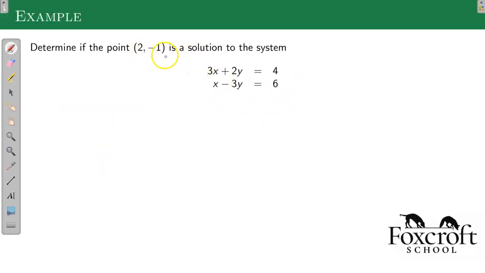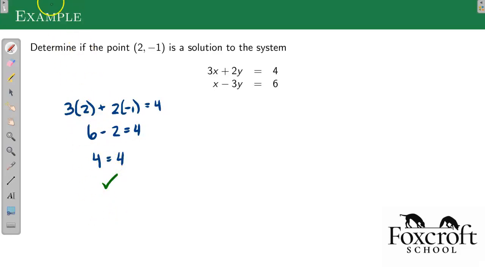All right, what about (2, negative 1)? Is that a solution to this system? Well, we know what we have to do. We need to figure out, does this point solve both of these equations at the same time? So we try the first one, 3 times 2 plus 2 times negative 1, and we want that to be 4. This is 6 minus 2, and that is 4. So we get an equal sign that's true at the end, so this does work. Let's try the other one.